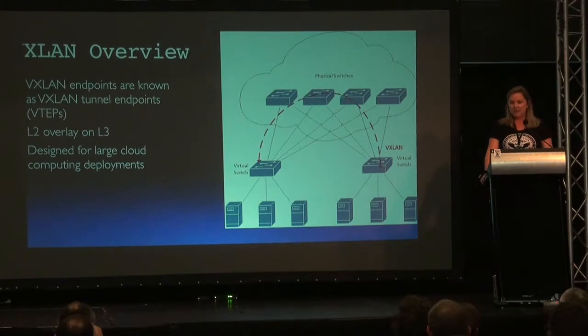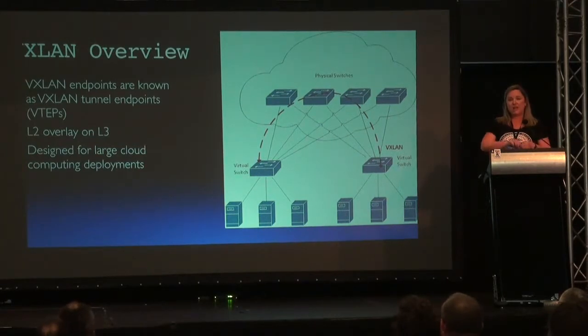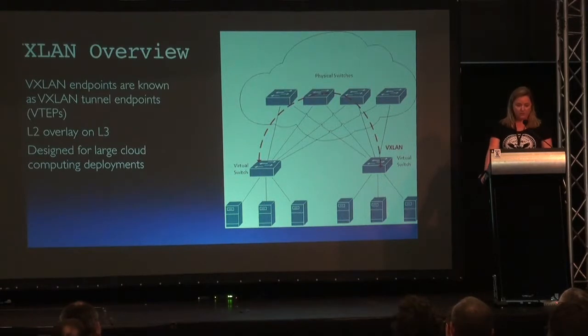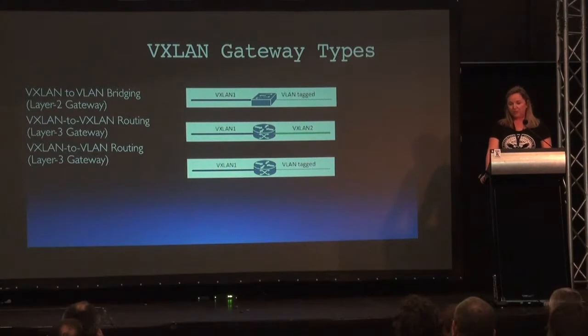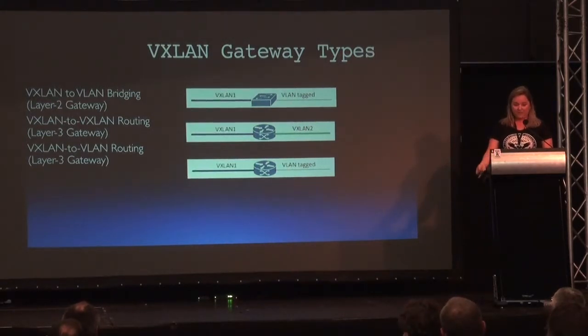So this is how I see VXLAN. You have two virtual switches, you have your VTEP endpoints on each switch, and then it creates a layer 2 tunnel over the top of your layer 3 network. So it's designed for large cloud environments if you have data centers in different locations. There's a VXLAN gateway type, so once you hit your VTEP, you can then move layer 2 bridging onto a VLAN tagged link. You can do VXLAN to VXLAN routing or VXLAN to VLAN routing.